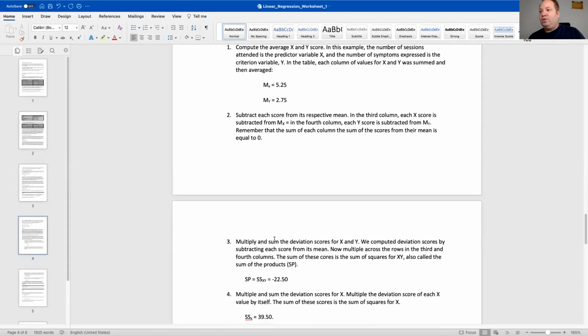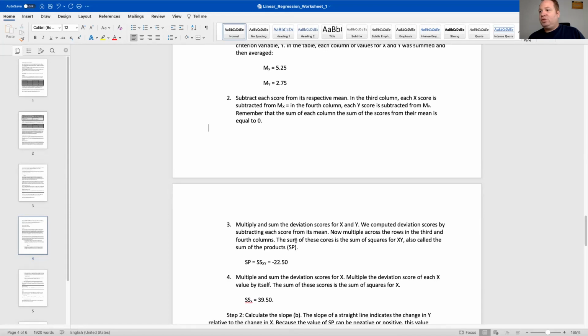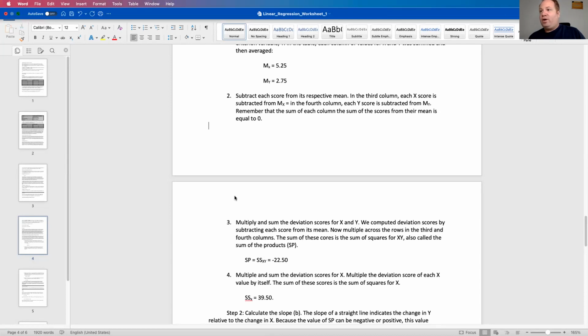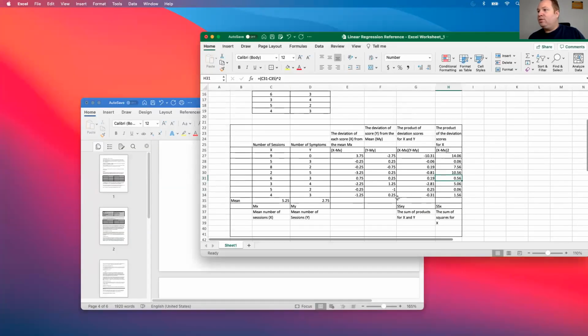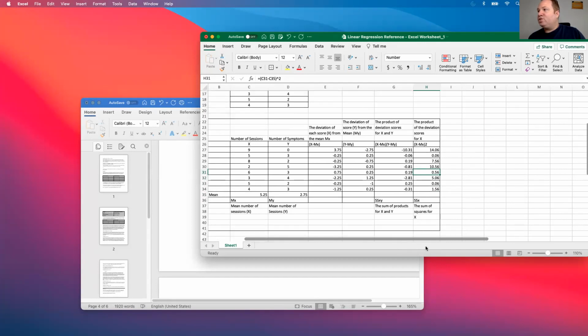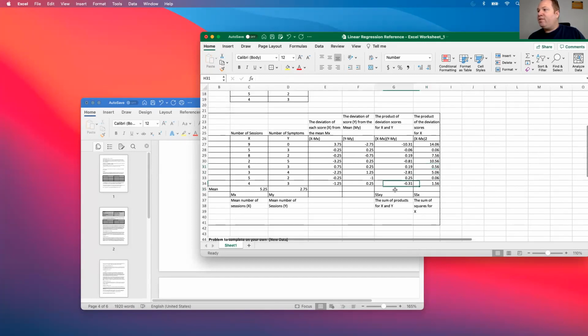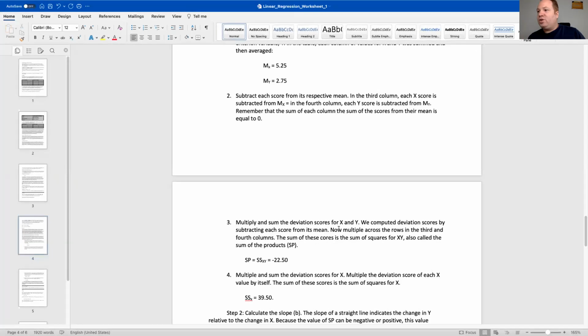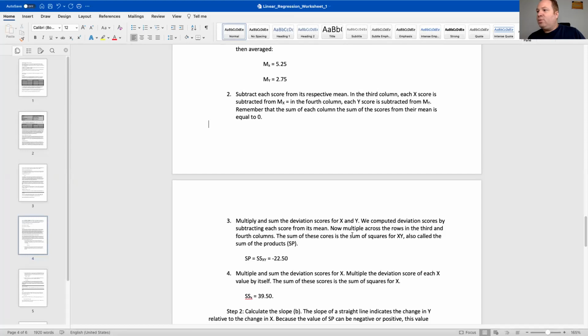So then the next thing we do is the sum of the scores for the XY, also called the sum of the products, is negative 22.50. So where is that in our Excel? So the sum of the scores, I don't think we have that. I believe that is right here. No, that's not right there. Okay. The sum of, make sure I can, no, multiply across the rows and through these, the sum of these scores is the sum of the squares for XY. So sum of the squares XY.